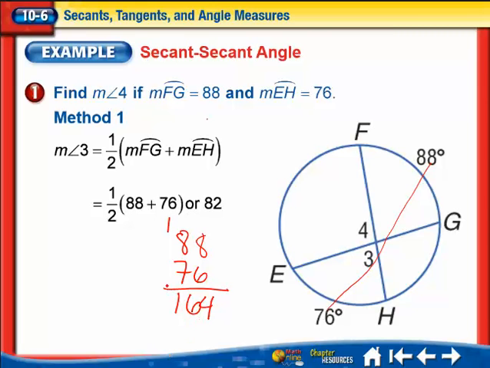164, and then I'm going to divide that by 2. 2 goes into 16 8 times, nothing left over. 2 goes into 4 2 times, so 82. So now that's the measure of angle 3.